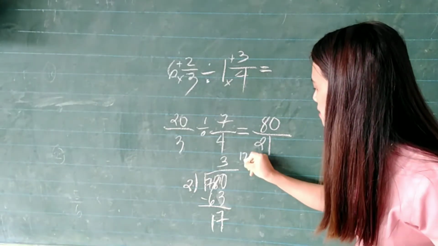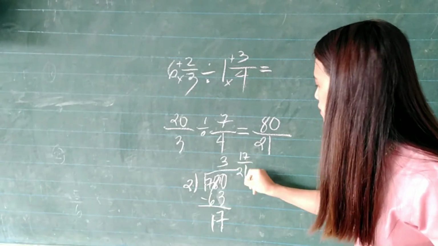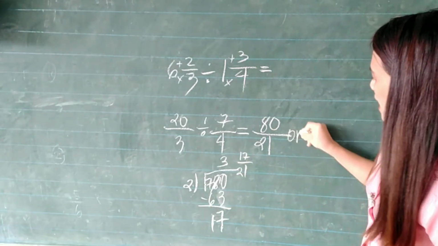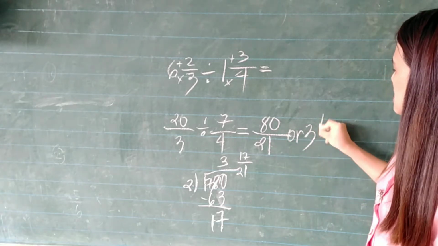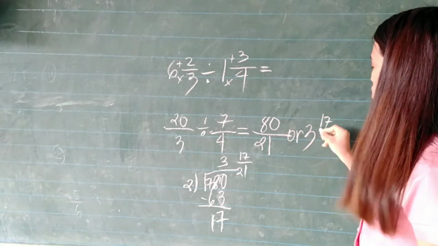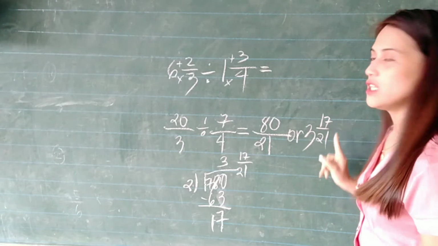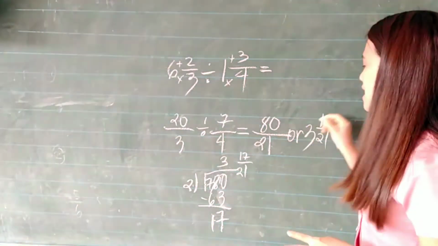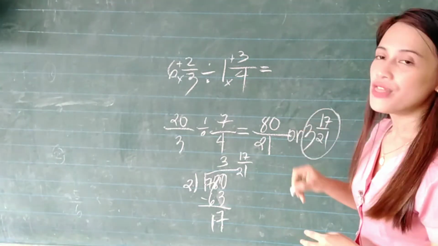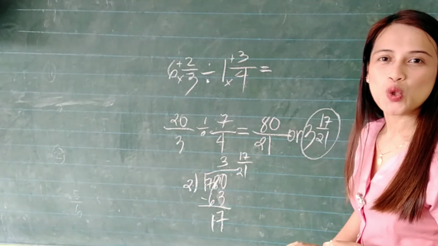Copy si 17, copy si 21. So this one becomes 3 and 17 over 21. So now, 17 over 21, na pa ba tayo ma-divide? Wala na. Okay, so this is now the final answer, 3 and 17 over 21.